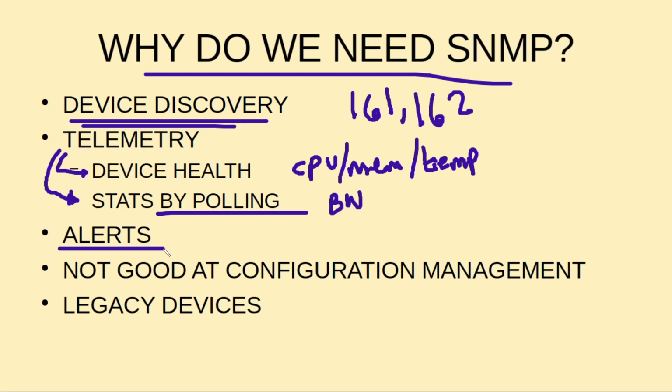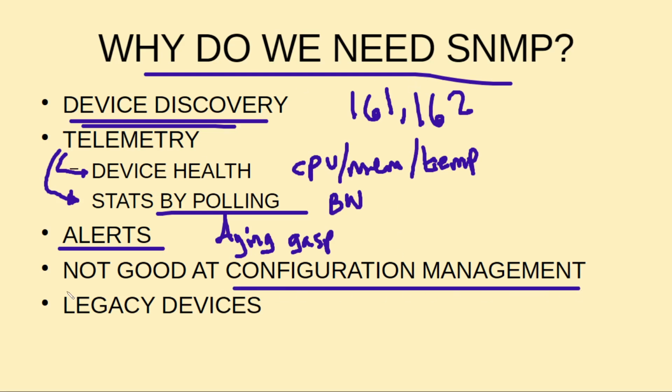We can receive alerts. Remember that we can have two types of alerts with SNMP. We have traps and informs. Some of the most important alerts that we are looking for, for instance, is the dying gasp alert. And SNMP can do configuration management. However, it is not really easy to do, so we have other tools in order to do configuration management, such as RESTCONF and NETCONF. And we always are going to use SNMP for legacy devices.